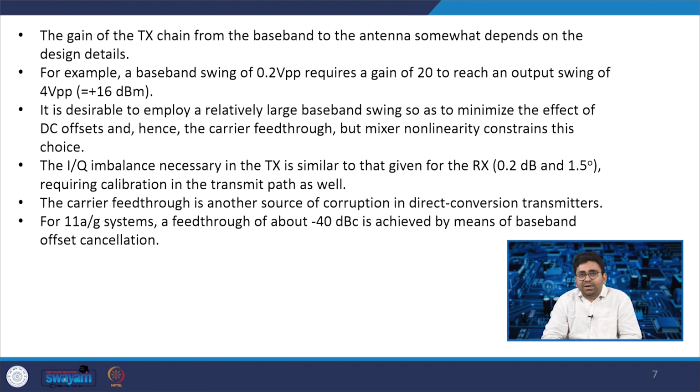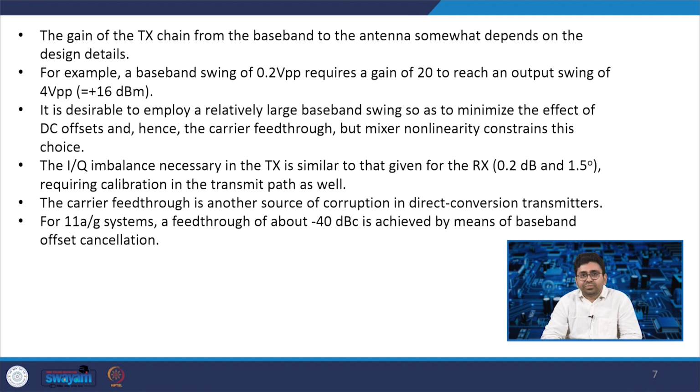And it is desirable to employ a relatively large baseband swing so as to minimize the effect of DC offsets and hence the carrier feedthrough. But mixer nonlinearity also constrains this choice, and IQ imbalance is also a concern in the transmitter. IQ imbalance in the TX is similar to that of the receiver. So that also needs to be considered while designing the transmitter, and it requires a calibration in the transmitter path as well.